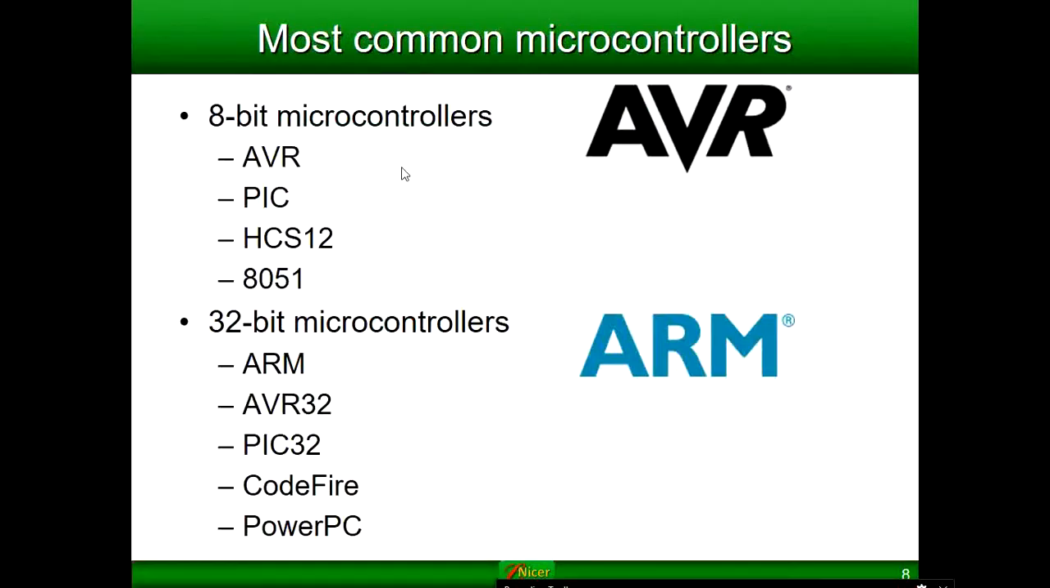So now we are going to talk about the AVR microcontrollers. As you can see, here is an 8-bit AVR microcontroller which we prefer mostly. If we discuss the AVR microcontrollers, then we can easily know about the PIC, HCS12, 8051, all these microcontrollers. So we prefer AVR.